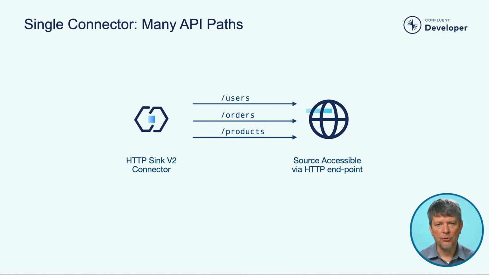deployment. A major upgrade in v2 is the ability to handle multiple API paths within a single connector. Up to 15 different destinations can be configured, making it easier to manage complex integrations without running separate connectors for each endpoint. Let's break down how this works.